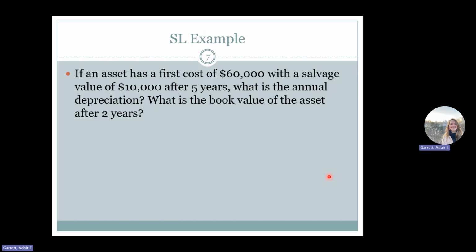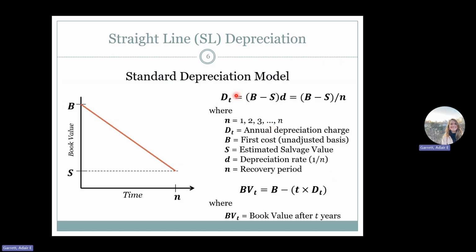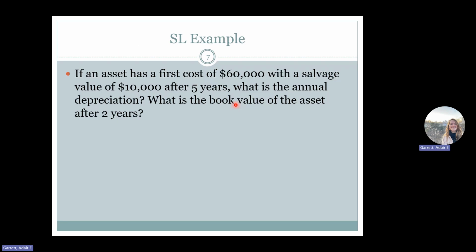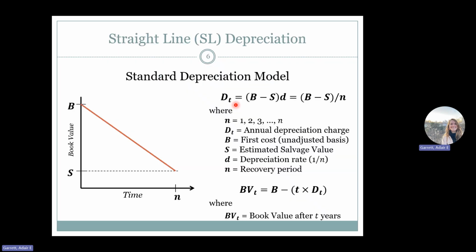If an asset has a first cost of $60,000 with a salvage value of $10,000, after 5 years, what is the annual depreciation? So we see our annual depreciation charge here as large D sub T. And what is the book value of the asset after 2 years? So here we know that we can take book value at year t is equal to our first cost minus t, the number of years we are along the timeline. We're given 2 years times our annual depreciation charge.